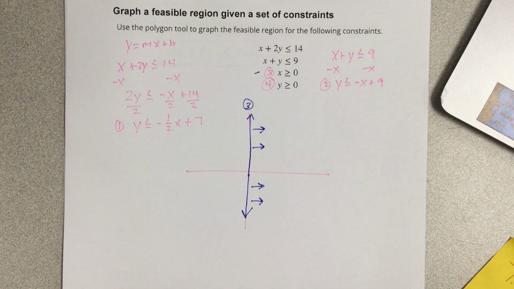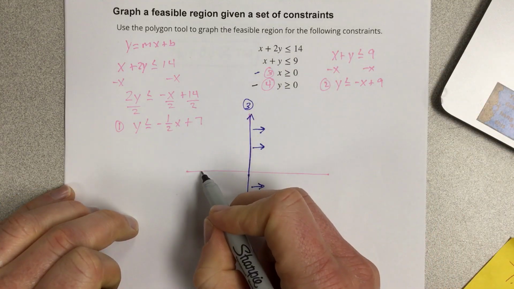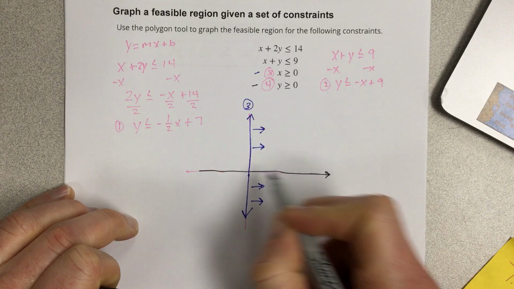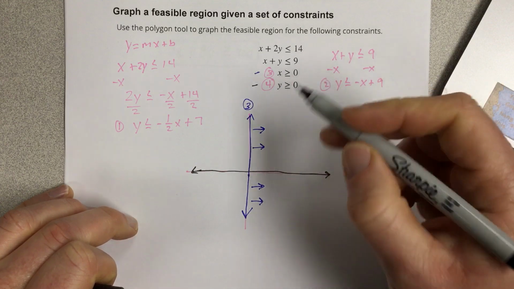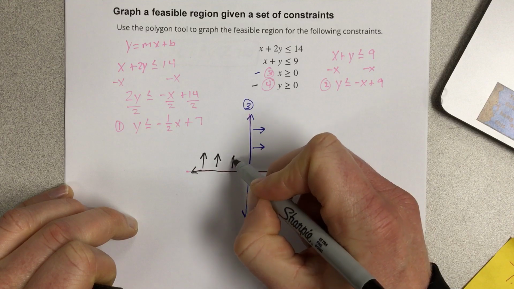Let's go black for the fourth equation, and that's a horizontal line on the y-axis, or the x-axis, I mean. It says y is greater than or equal to 0, so we need to shade upwards toward those positive y values.